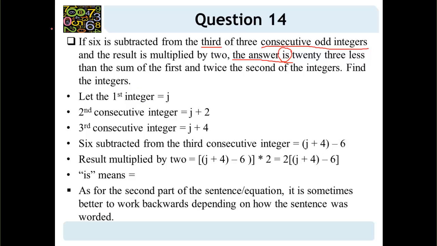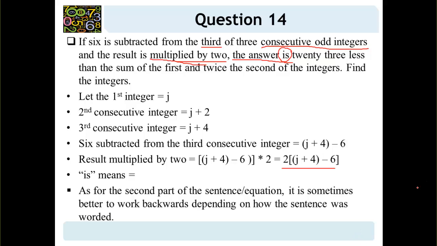Now, whatever result you get, you multiply by 2. So this will be 2 times (j plus 4 minus 6). This is the left hand side. That gives us the left hand side. And of course our "is" is the equal sign.